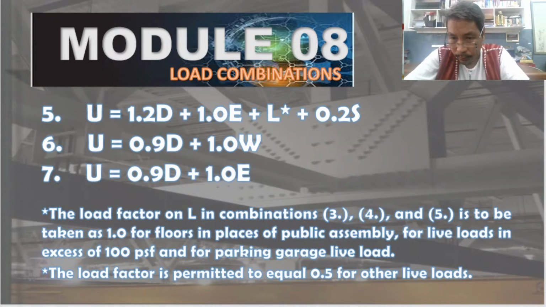So equation 4 has 1.6W. Okay, so that is 1. So there is no 1.6 for wind. Wind will always be 1. So please memorize the 7 equations properly according to the number of the equation. Always, equation number 6 is 0.9D plus 1W. It is always like so. Memorize it that way.